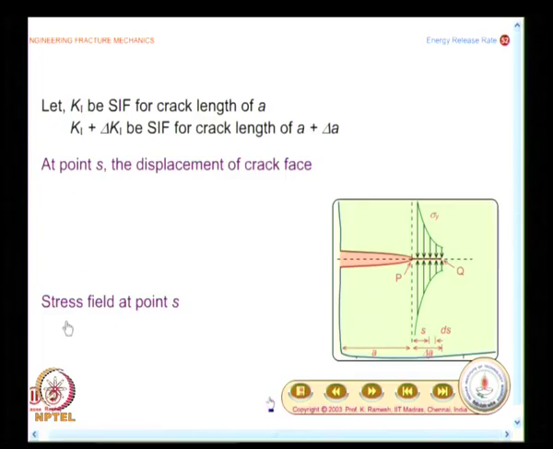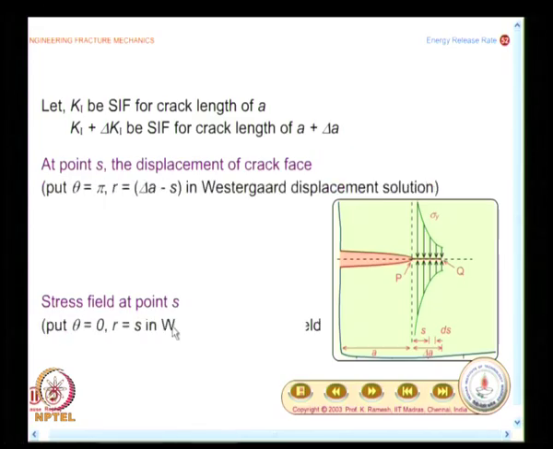You should not take it as 0, you have to be very careful. This is where your thinking has to be very clear. And what is the value of r for this case? Okay. So, we will have a look at what I have in my notes. I have r as delta A minus s, because I am measuring it from Q, I have to find out this distance. Whereas, for the stress field you simply put theta equal to 0 and r equal to s.